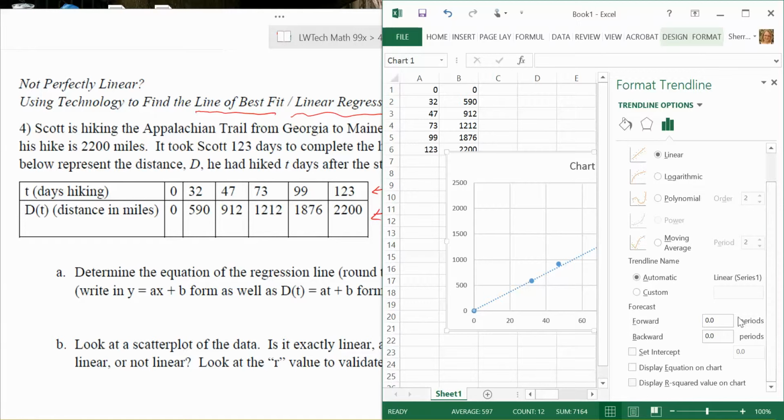And then if you scroll down to the bottom, you'll have a couple of options that we want to make sure that we use. One of the options is to display the equation on the chart, and the other option is to display the r² value on the chart, and we'll talk about what that means here in just a minute.